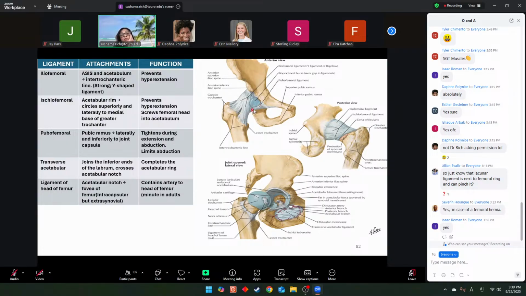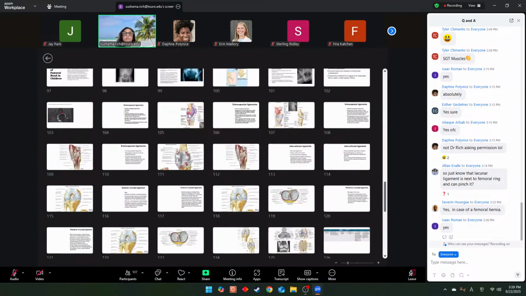Pubofemoral ligament will limit abduction because it's found medially, right? So it'll prevent the leg from going too far away from the midline of the body. So pubofemoral limits abduction. Those are the three ligaments. The other two ligaments are unimportant. Ligament of the head of the femur, we're going to talk about when we do blood supply.